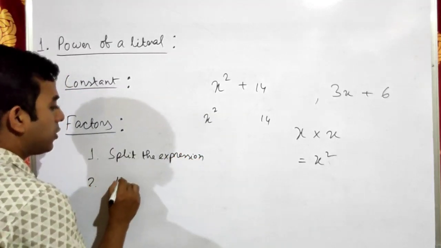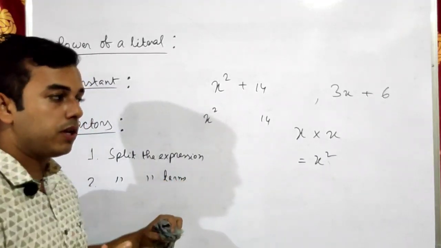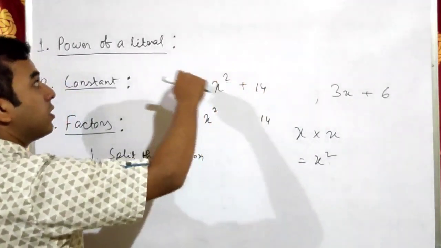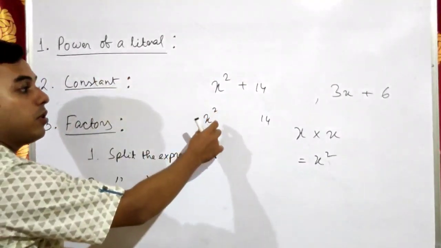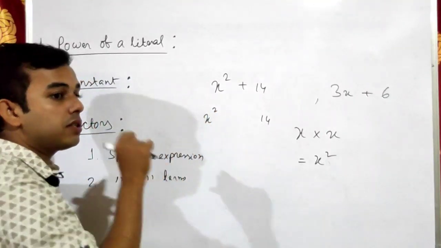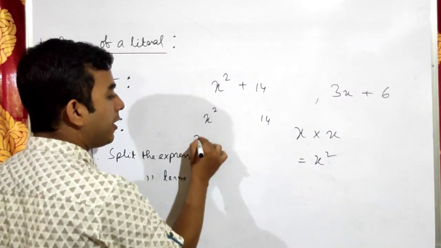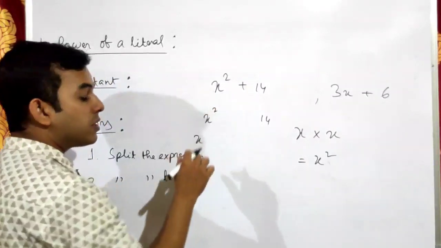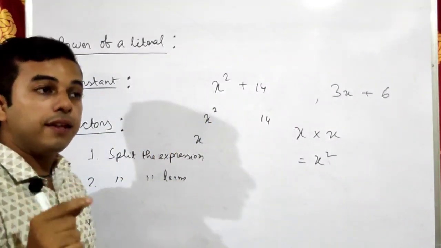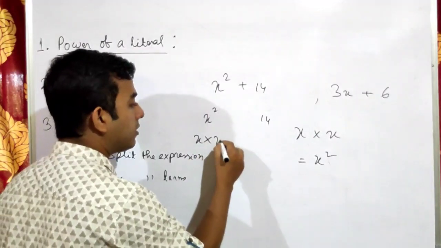Second one is what? Split the terms. Split means what? Separate. So this x square means what? In our first concept, we came through x square. Here the base represents the number that is multiplied. Which number is multiplied? X is multiplied. Power represents how many times it is multiplied. So here 2 is written, so x is multiplied 2 times. So it will be x into x.